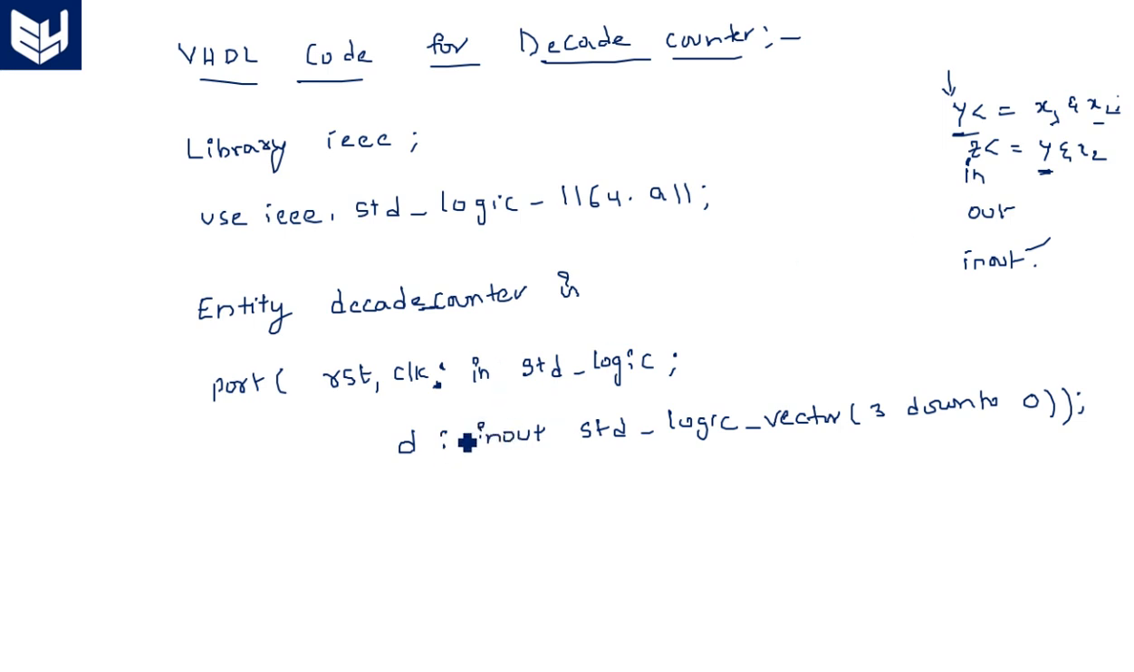D is also considered as in out, and this completes the entity of the decade counter. Now the most important part of the program, the architecture: architecture behavior of decade counter is begin.